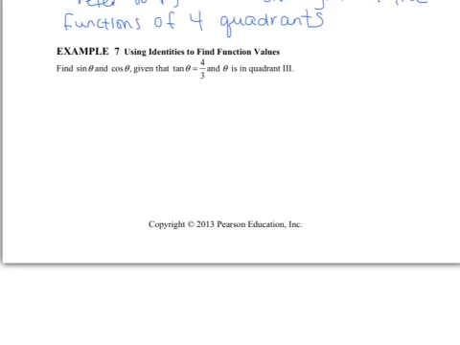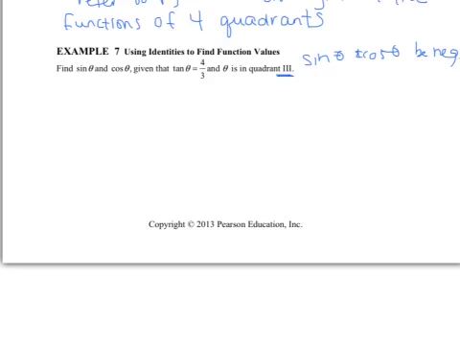Okay, one last example here. It says find sine and cosine of theta given that tangent of theta equals 4/3 and theta is in quadrant 3. And there is a reason why it's in 3, because if we look, then in quadrant 3, sine of theta and cosine of theta will both be negative values. Okay, that's where our quadrants come in.